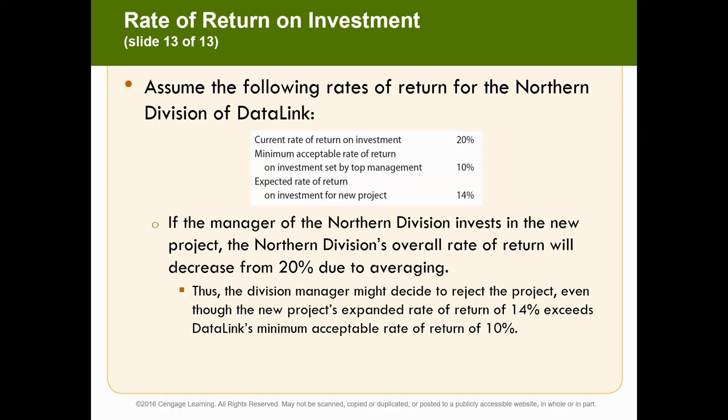So let's look at this. Let's assume the following rate of return for the company. For the Northern Division, the current rate of return is 20%. The minimum acceptable rate of return for top management is 10%, and the expected rate of return on new projects is 14%. Now let me tell you a little bit about these first.